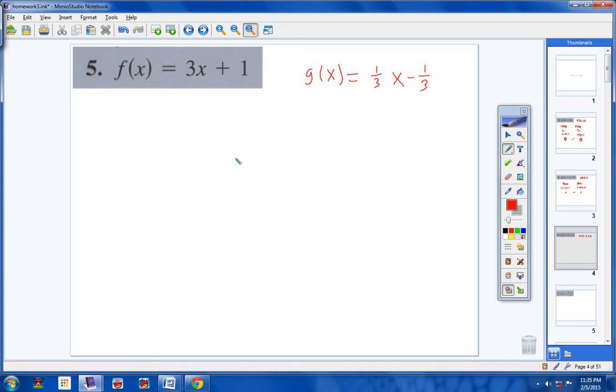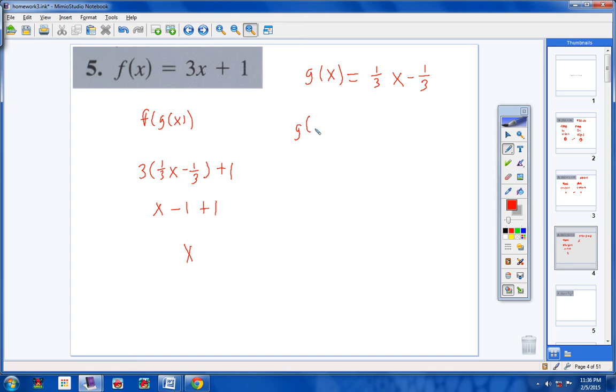So here we go. Let's take our composition here. Let's verify that we have inverse functions. F of g of x. Here's my f function. Where the x is, I put a big parentheses, and then plus 1. Then pick up the g and put it right here. 1/3 x minus 1/3. Now take your 3 and multiply it through. 3 times 1/3 is 1x. 3 times negative 1/3 is negative 1. Plus 1. Your 1's cancel out, leaving you with x.